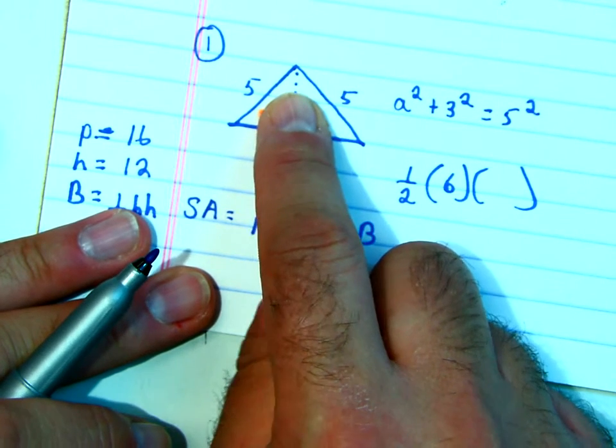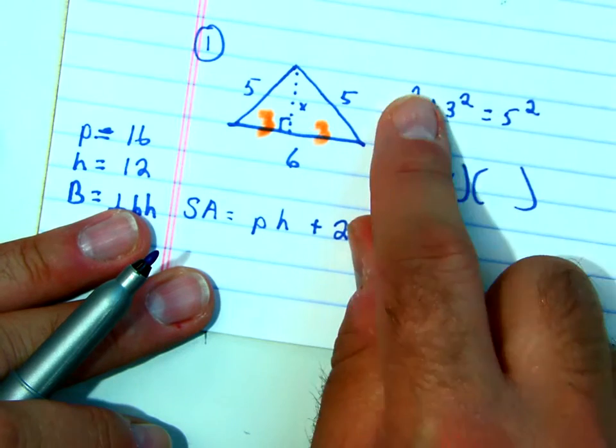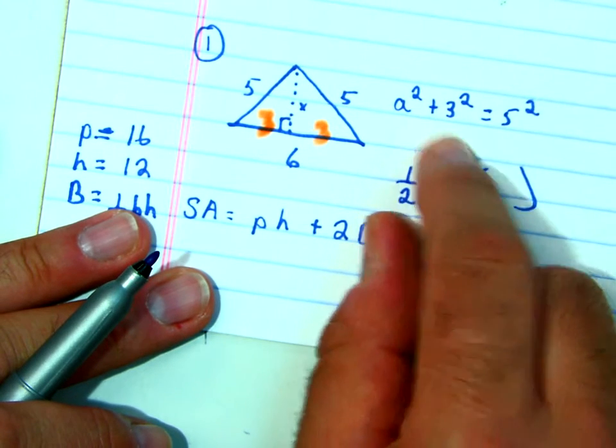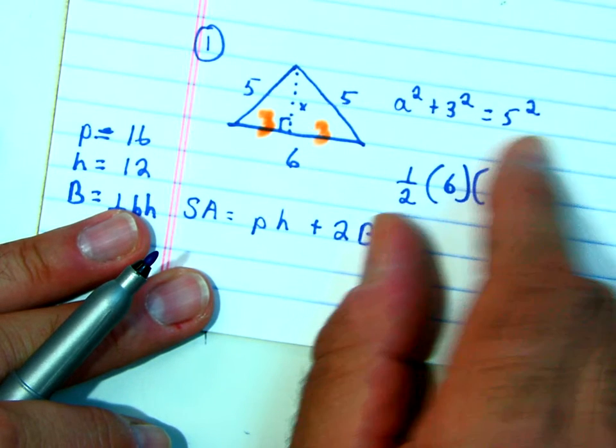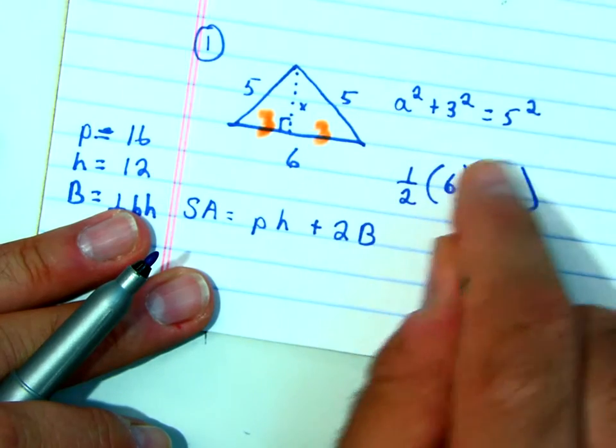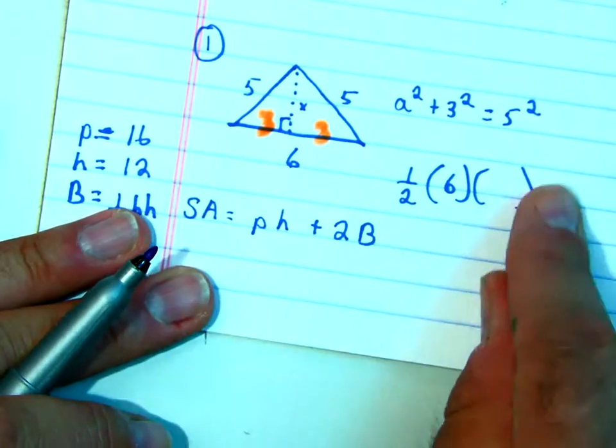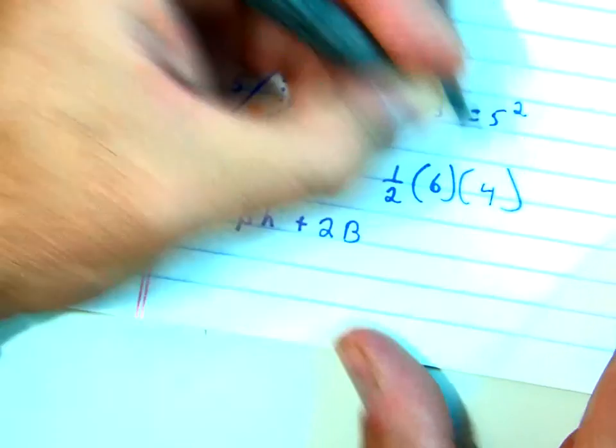You may not. You might have to actually go through this. This is 9. This is 25. Then you subtract 9 from 25, you get 16. So you get a squared equals 16. So when you square root it, you get this equals 4. So now I have my height.